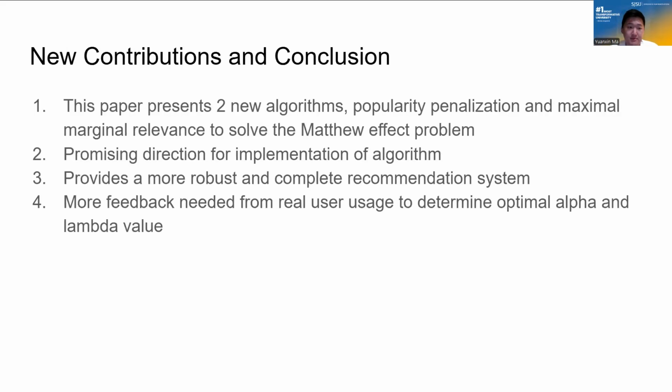So further experiments are needed for real implementations. Even though we have those two limitations, this paper presents a promising direction for the implementation of the algorithm, as we can see that it helps to solve the issue of the Matthew effect, and we can increase the novelty of the recommended songs. It provides a more robust and complete recommendation system. The final thing is that we need more feedback from users should this be implemented in a real world scenario. Yeah, that's it for me. Thank you.